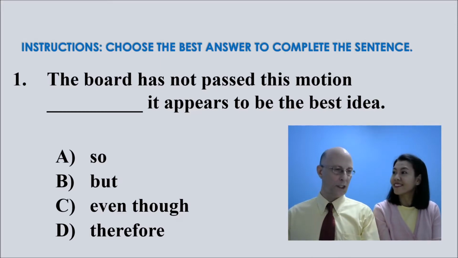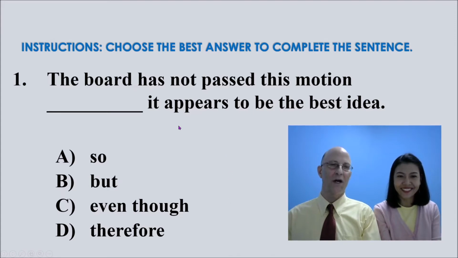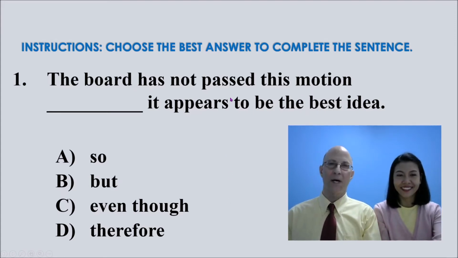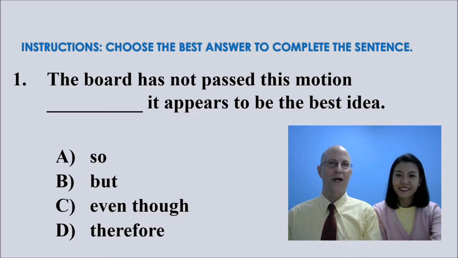Right. So we can cut what? We can cut so and therefore. Right. We can cut so and therefore because they mean the same thing and they require a result following some form of action. So we're left with but and even though. Unfortunately, these mean the exact same thing, so you have to have some knowledge of sentence structure.